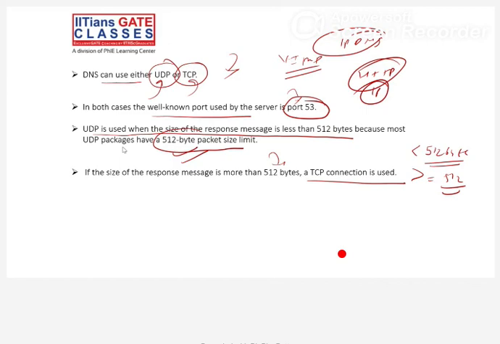Root is the highest one, right? Root is the highest one. Then searching happens here and it will get the response: you need to check in .com, you need to check in the COM server. The response will come, whatever is required. Then it will go to the COM, where searching will happen, and whatever the response is there.